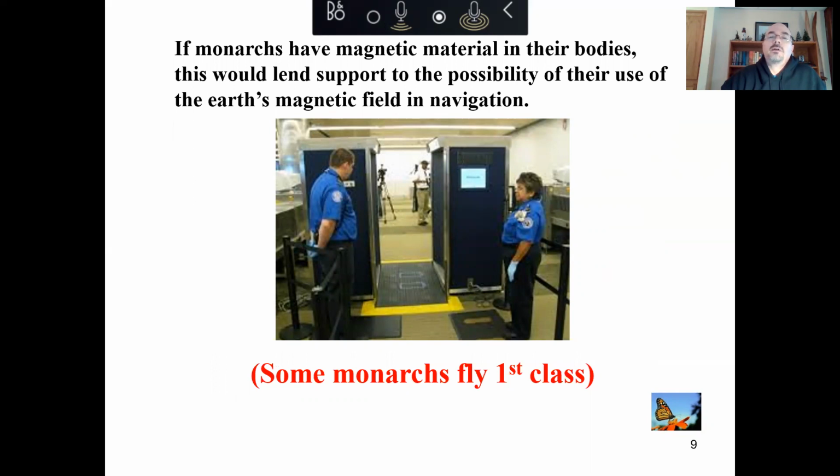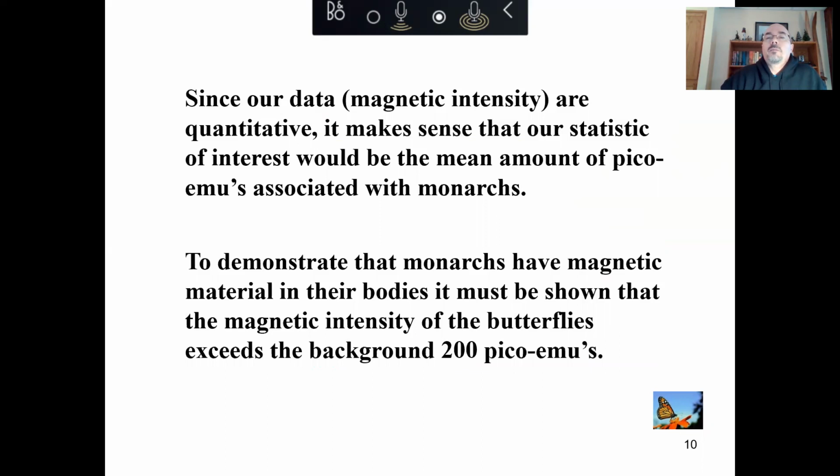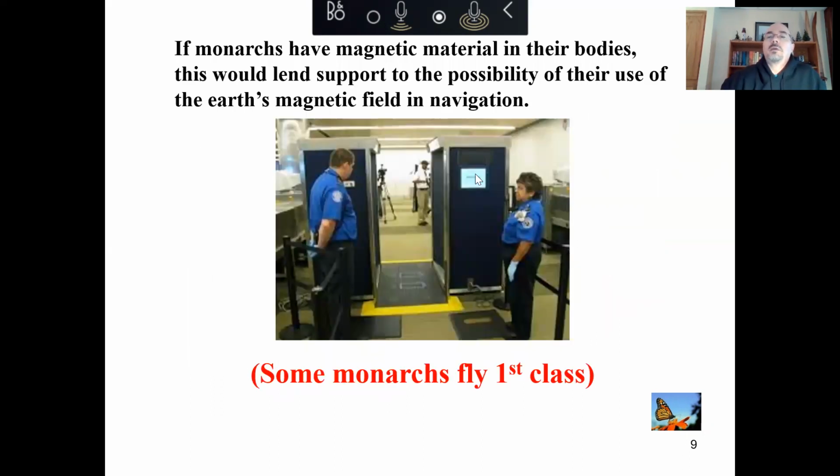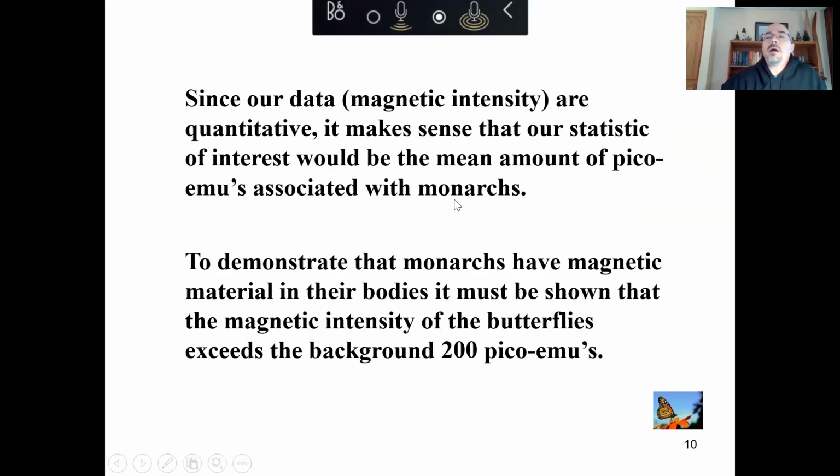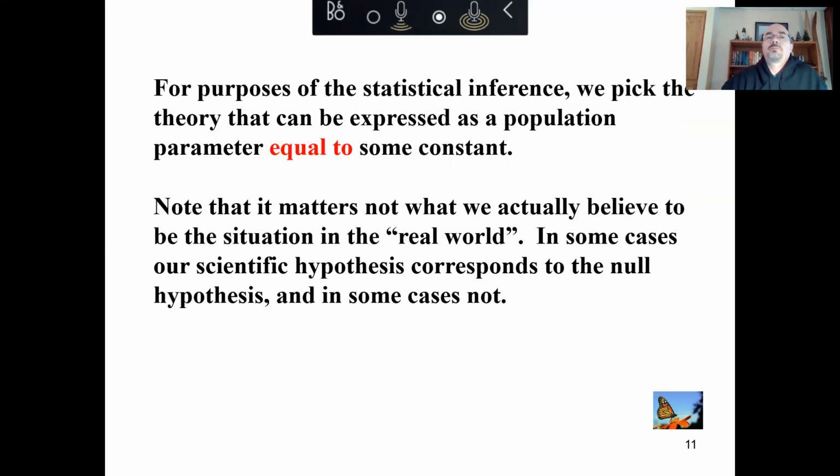Okay, silly picture there. All right. Since our data, magnetic intensity, are quantitative, it makes sense that our statistic of interest would be the mean amount of picoemu associated with monarchs. To demonstrate that monarchs have magnetic material in their bodies, it must be shown that the magnetic intensity of the butterflies exceeds the background 200 picoemu.